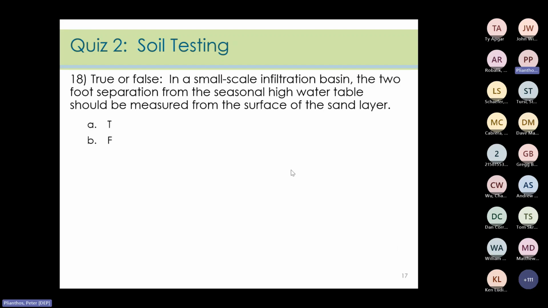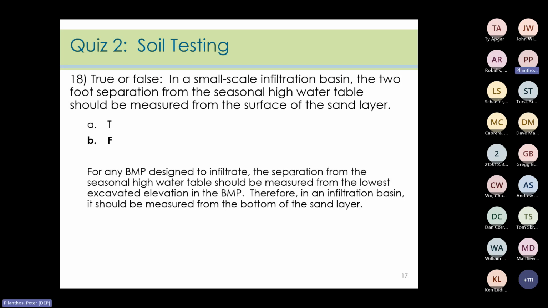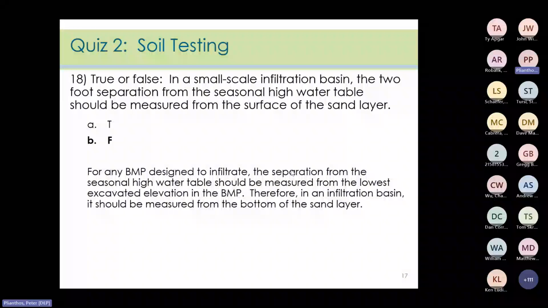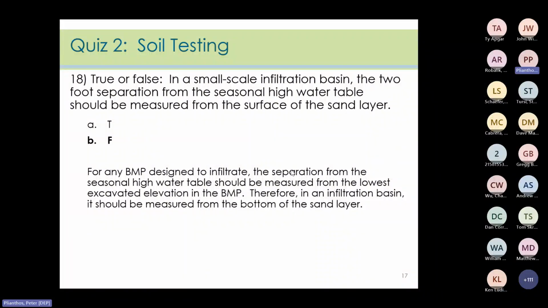Question 18, true or false? In a small-scale infiltration basin, the 2-foot separation from the seasonal high water table should be measured from the surface of the sand layer. This statement is false. As stated in the BMP manual, for any designed infiltrating BMP, the separation from the seasonal high water table needs to be measured from the bottom of the sand layer, which is the lowest excavated elevation in the BMP. We mentioned the seasonal high water table separation requirement when we talked about why soil testing is so important.